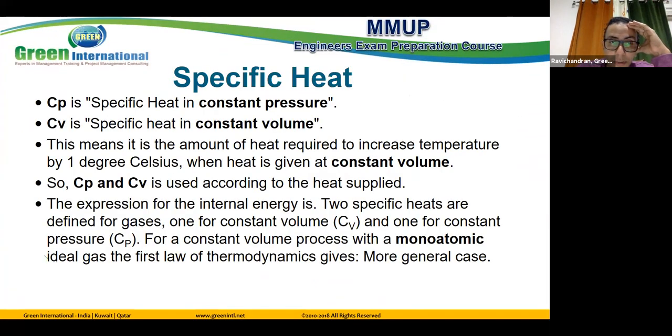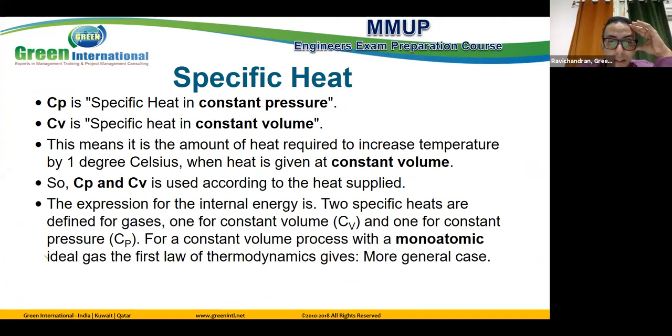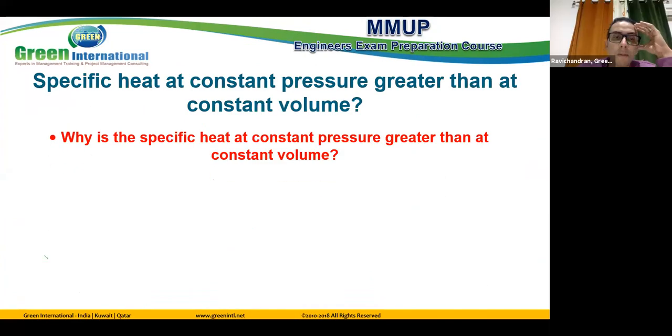Specific heat here: Cp is specific heat at constant pressure, Cv is specific heat at constant volume. Let's see some questions for this one. First question: why is the specific heat at constant pressure greater than specific heat at constant volume?